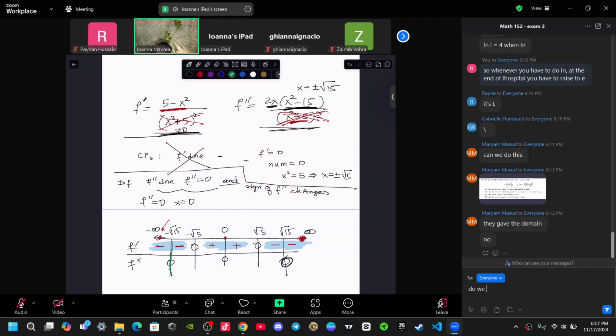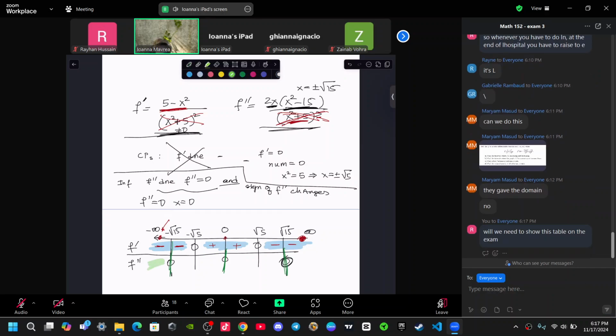Now the second derivative has 3 interesting numbers. Has this number, and this number. So it has more intervals to worry about, right? So for the second derivative, you need to pick a number here, you need to pick a number here, you need to pick a number here, and you need to pick a number here and plug them in.